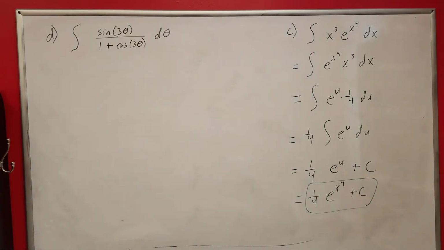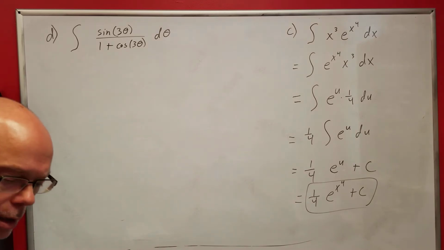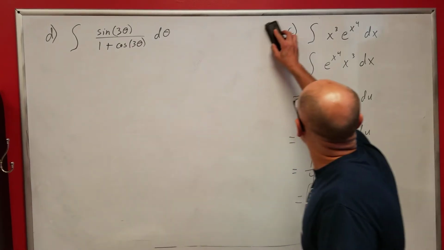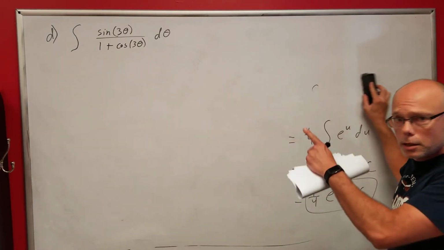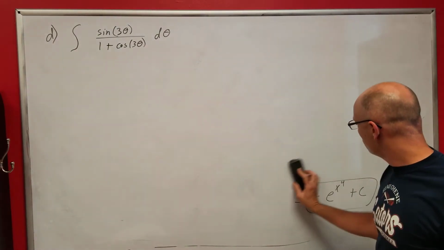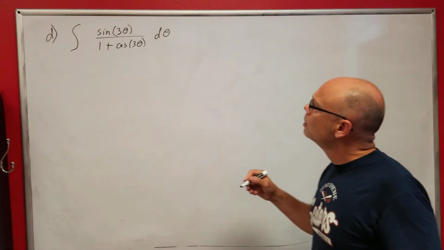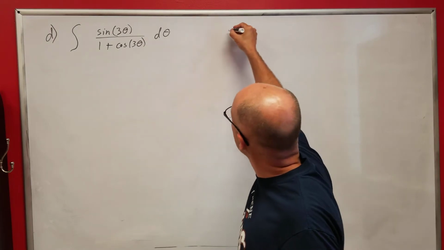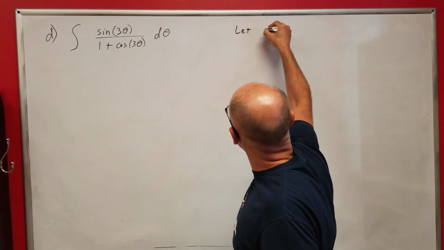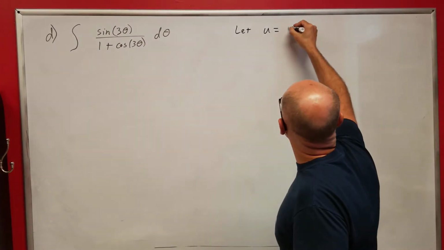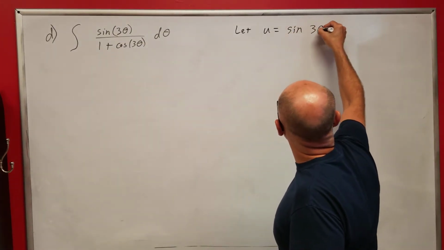Now, you're going to see something in my notes crossed out here, okay? That's because I want to show you something. If you're taking notes along with me right now, do not write this part down. But let's suppose I look at this and I make a substitution. Let u be equal to the numerator, sine of 3 theta.